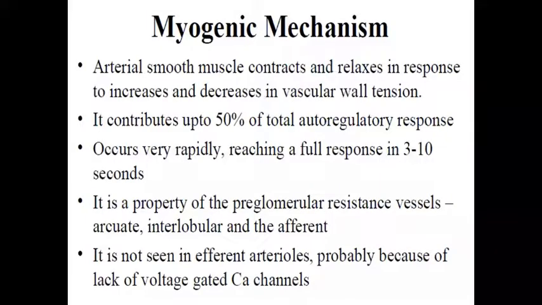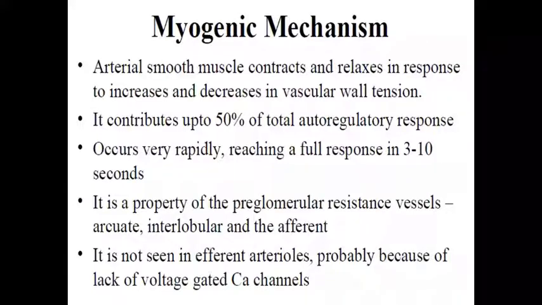Okay, so we proceed. Let's start with the myogenic mechanism of autoregulation. The arterial smooth muscle contracts and relaxes in response to increases and decreases in vascular wall tension. So if there is tension in the vascular wall because of an increase in blood pressure, or there is a decrease in tension, the smooth muscle cells are going to respond to that.